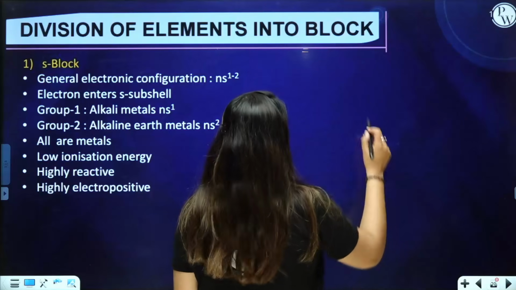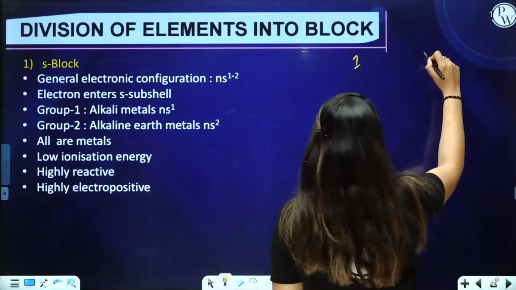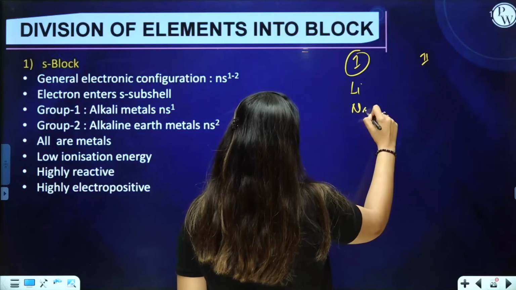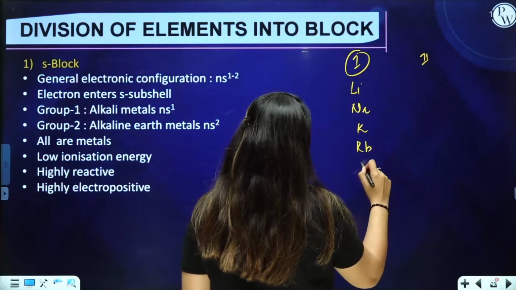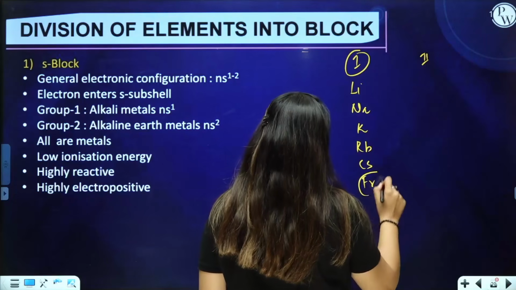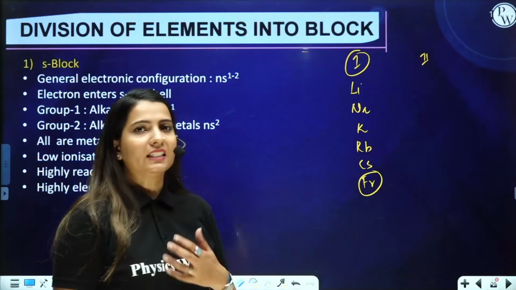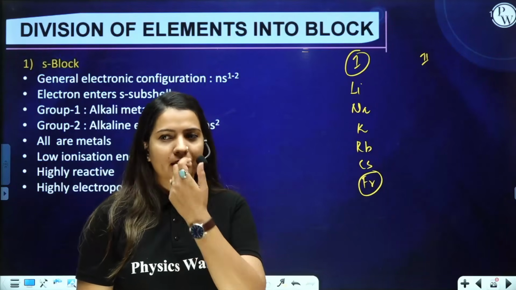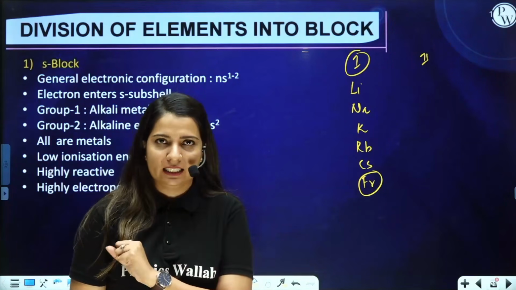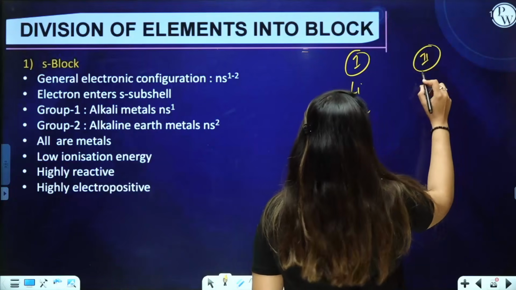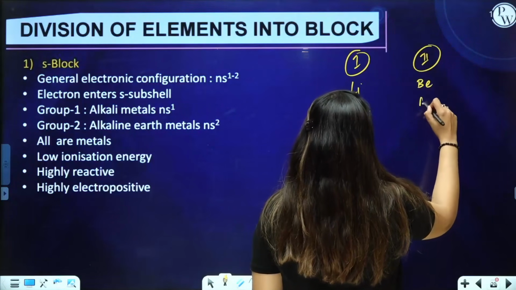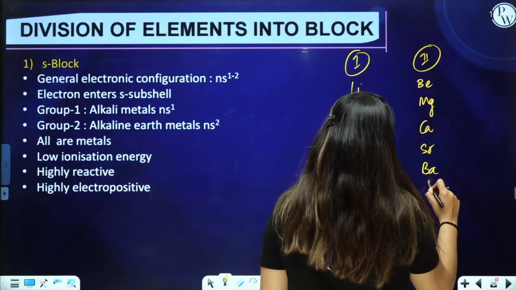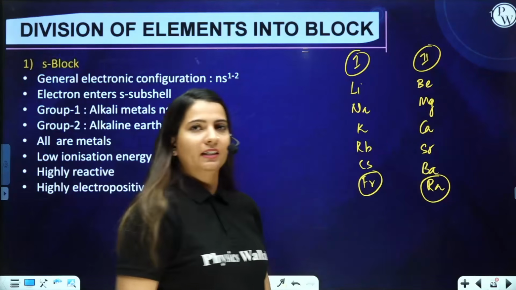S block elements have group number one and group number two. Group one has the elements lithium, sodium, potassium, rubidium, cesium and francium. Francium is a radioactive element, so we don't study these radioactive elements. We don't have their exact properties, so we just ignore them with respect to the study, right? The second group has beryllium, magnesium, calcium, strontium, barium and radium. Radium is again a radioactive element.